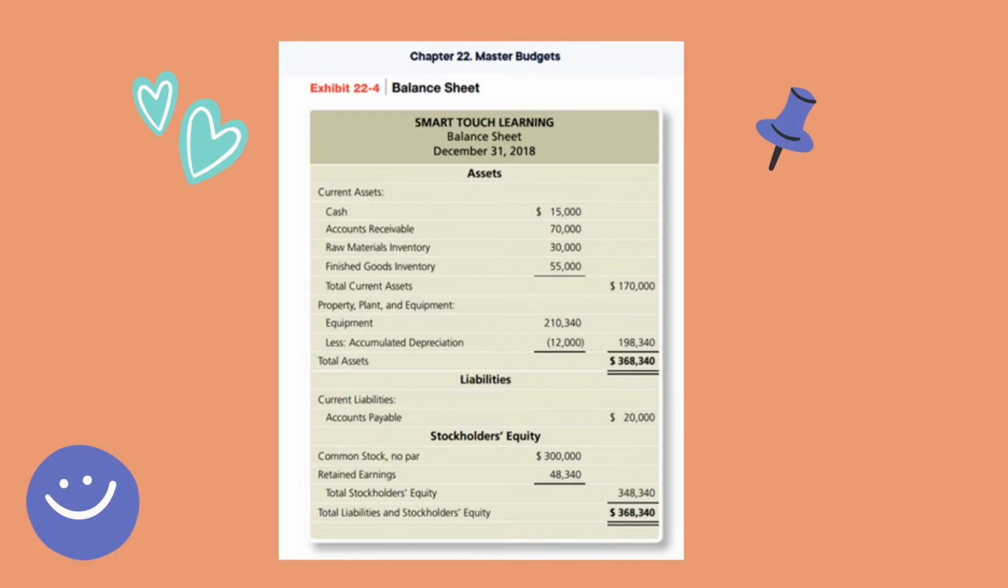This is the balance sheet for 2018, so it's gonna be the beginning for 2019. We're gonna need this one today. Finished goods inventory, the $55,000. It's 200 units multiplied by the cost per unit, which is $275 each.